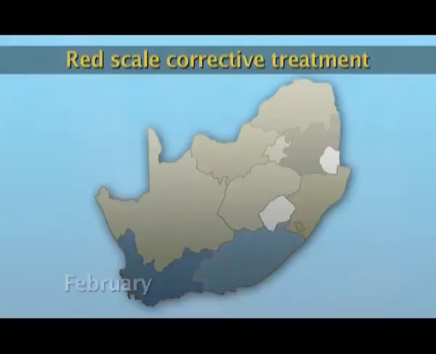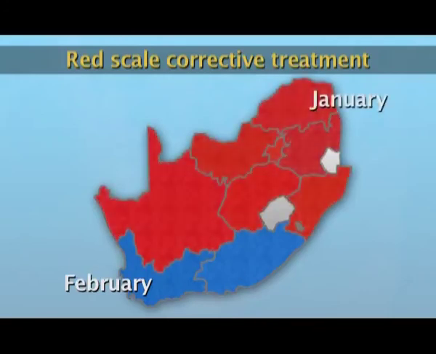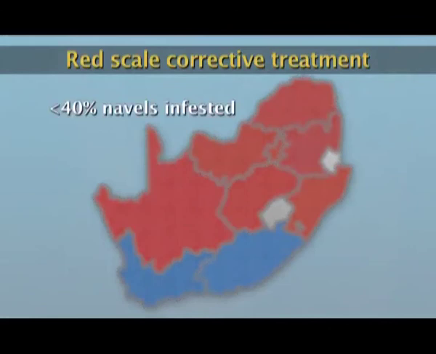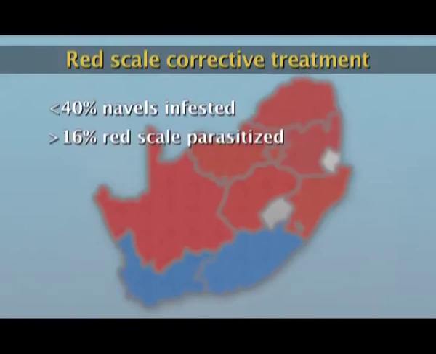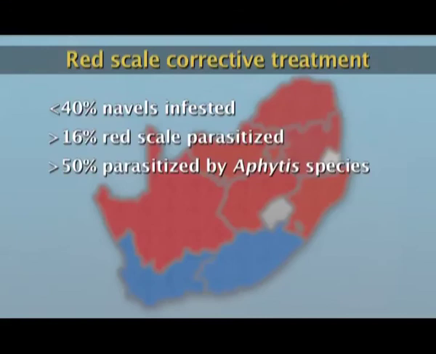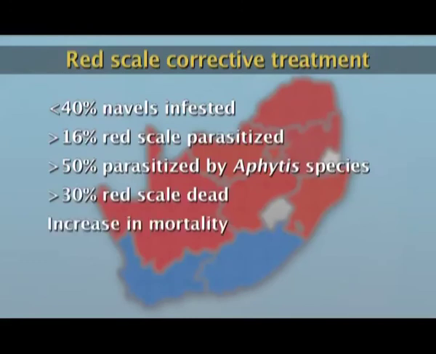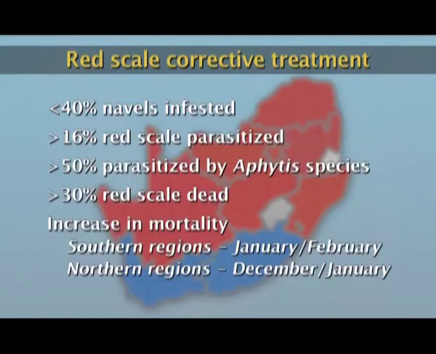Firstly, in February, in the cooler Cape regions, and possibly January in the hotter northern regions, fewer than 40% of navels should be infested with red scale. At least 16% of the scale should be parasitized, and at least 50% of this parasitism should be by Aphytis species. At least 30% of the scale should be dead, and in the cooler southern regions there should be a dramatic increase in the percentage of scale dead from January to February, and in the hotter northern regions a dramatic increase in mortality from December to January.